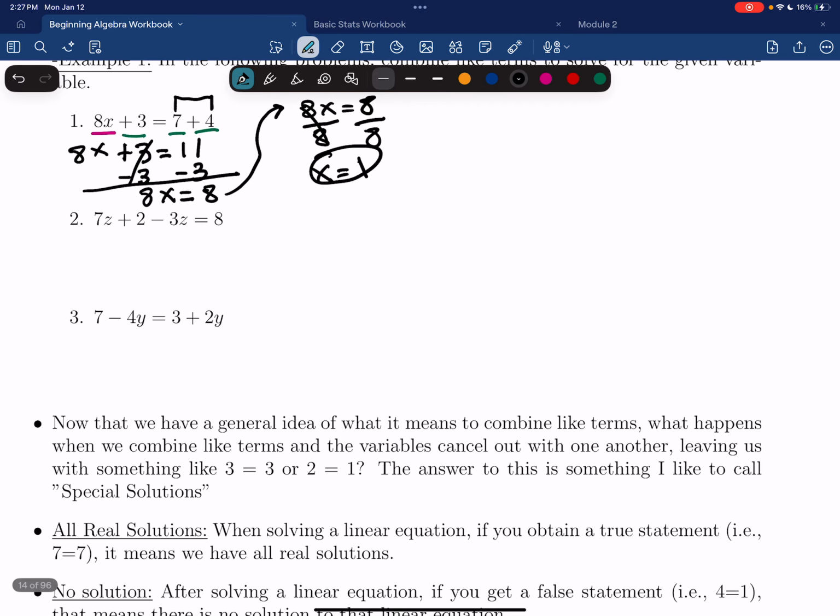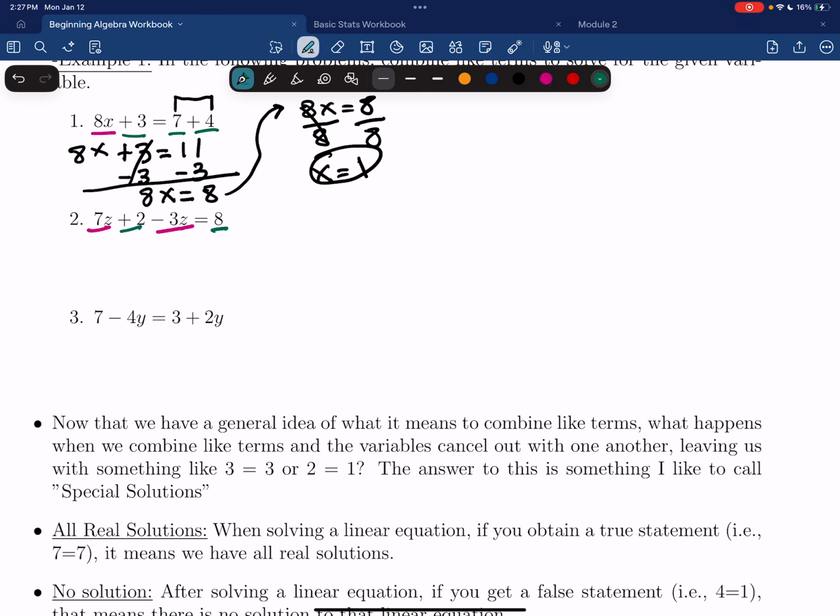Looking at example number 2, I encourage you to pause the video and try this one on your own. Now let's work through it together. So remember, our first step is to identify your like terms. So we have a 7z here, and then we also have a negative 3z here. And then we have a plus 2 and an 8.